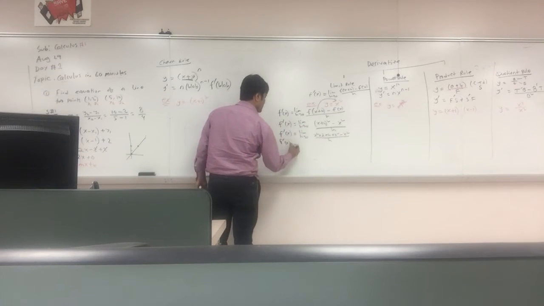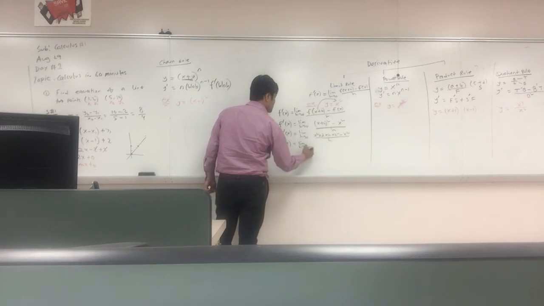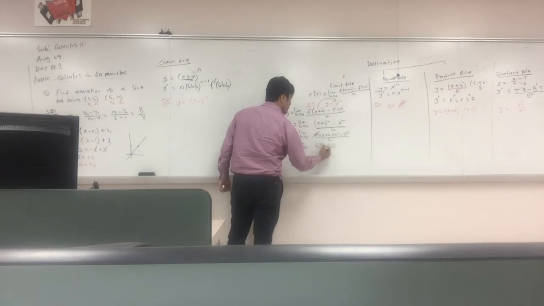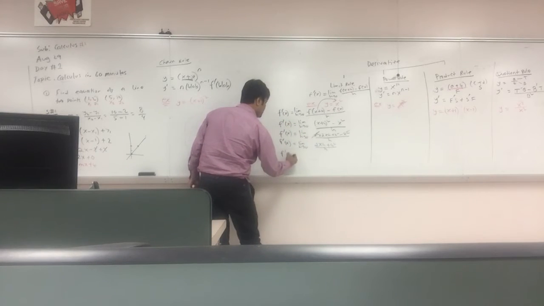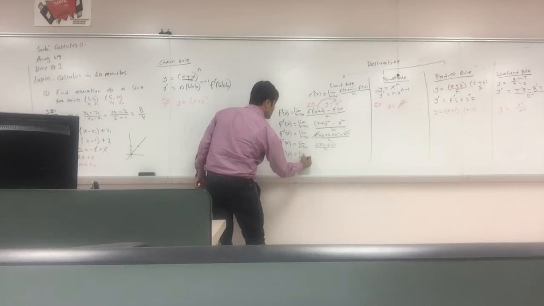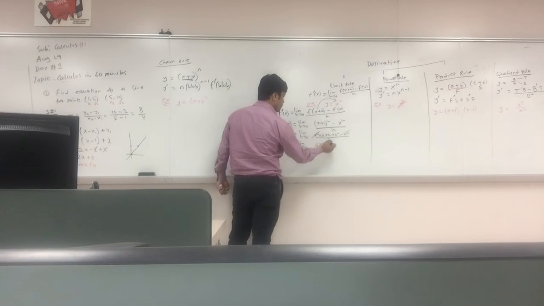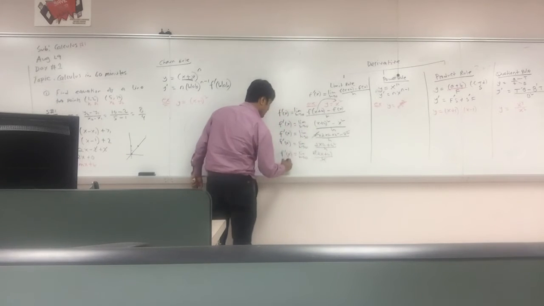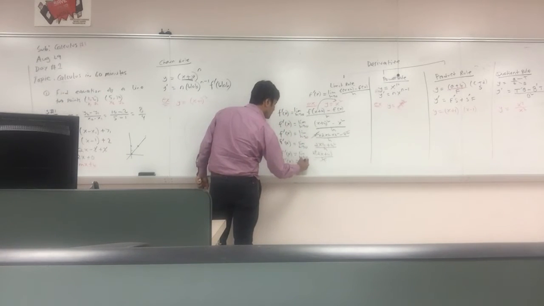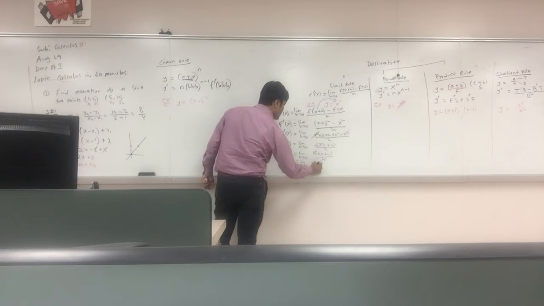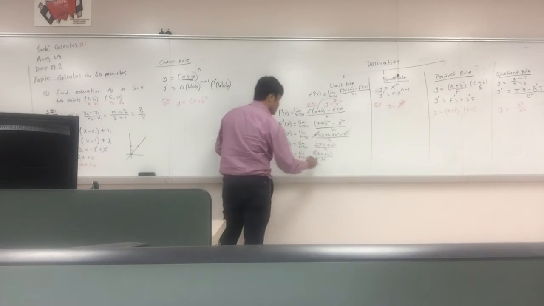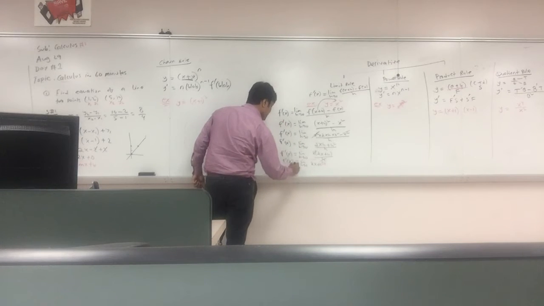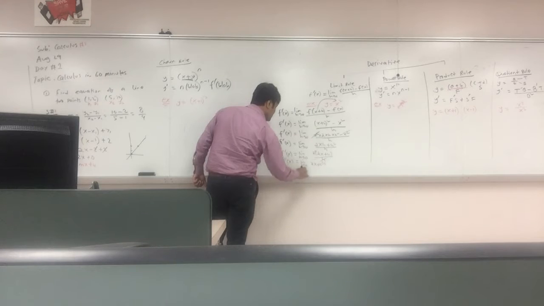F prime of x as a limit h goes to 0, this x squared cancels, 2xh plus h squared over h. So f prime of x is limit as h goes to 0. So we factor out h, so h times 2x plus h over h. H is cancelled. F prime of x equal to limit as h goes to 0, 2x plus h. Now h goes to 0 means h goes to 0. F prime of x is equal to 2x, this final answer.